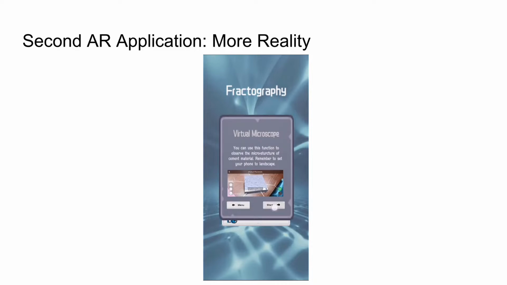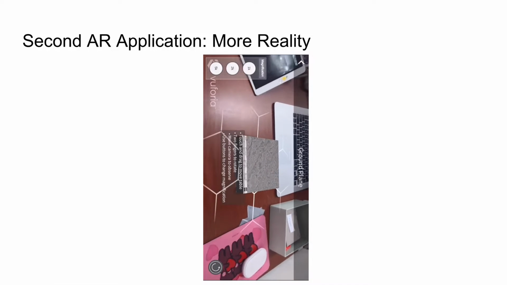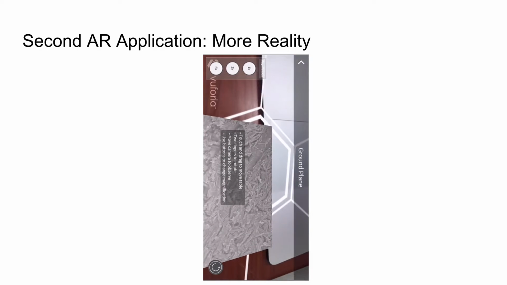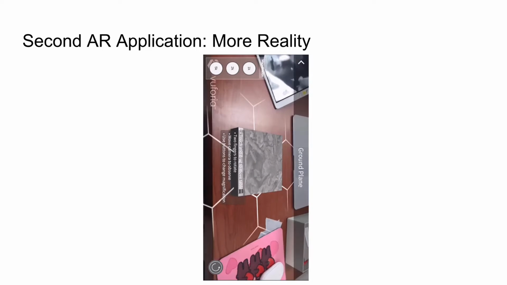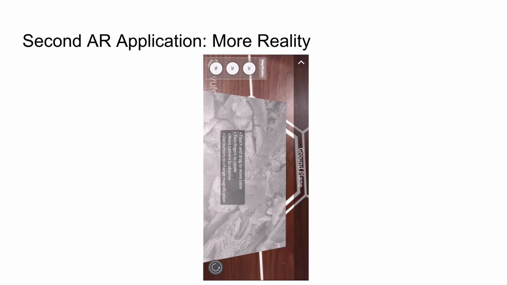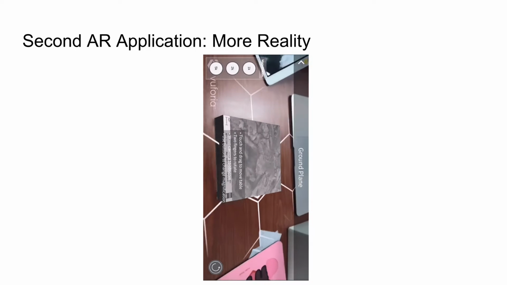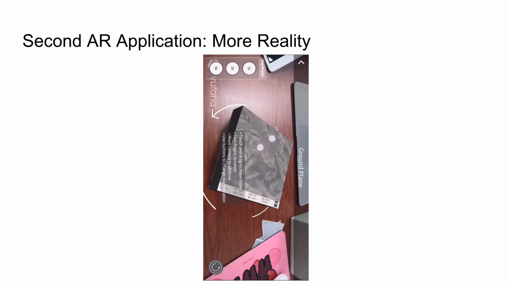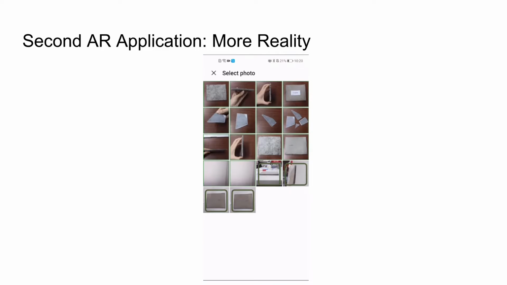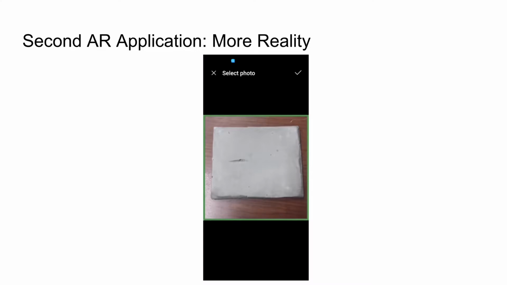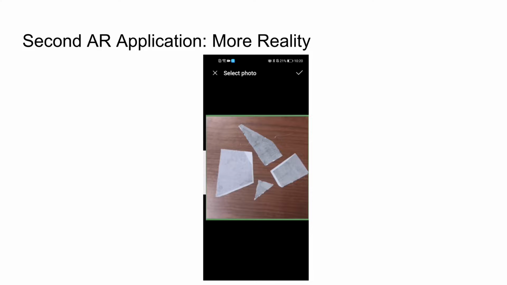Then in the virtual microscope function of the system, students use the phone camera as a microscope lens by bringing it closer or further away from the sample to change the magnification. And finally, in the review function, students can browse through the pictures that they've taken during the experiment.